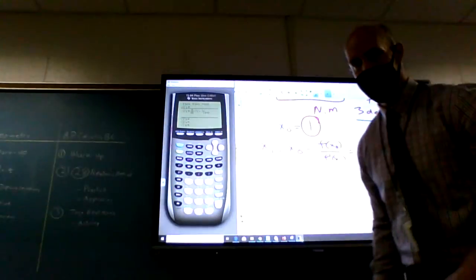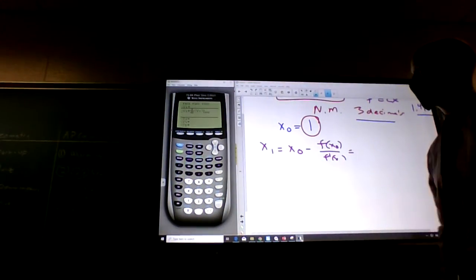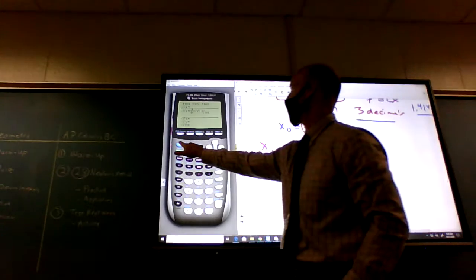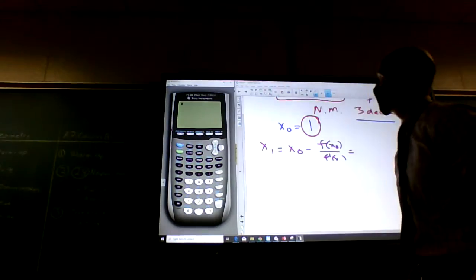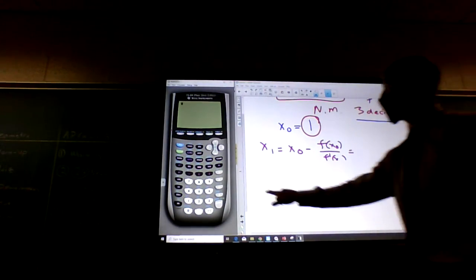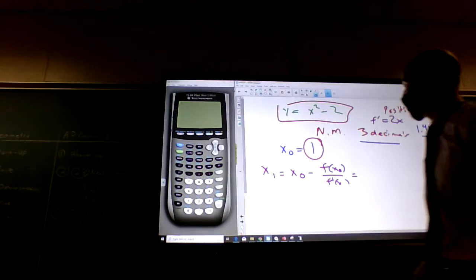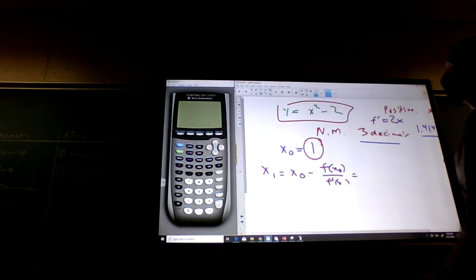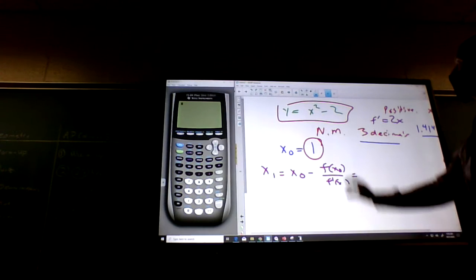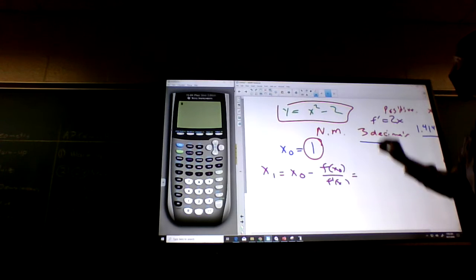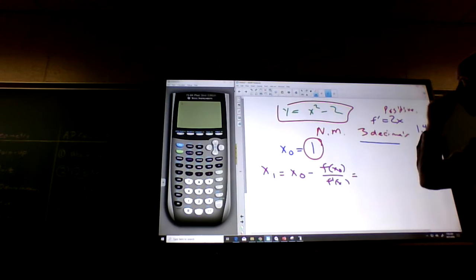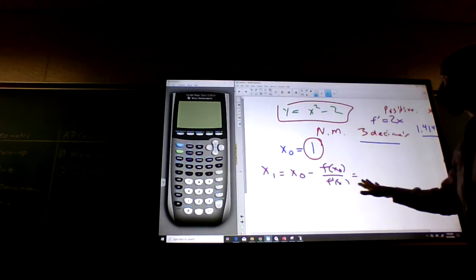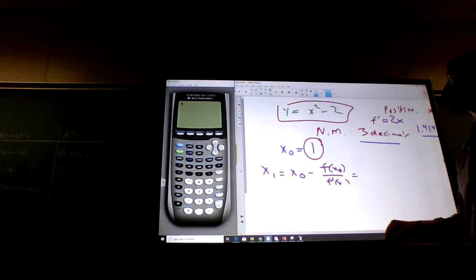All right, guys. Today I want to show you how to use the store feature on your graphing calculator to help you do some of these problems a little bit more efficiently. We were looking at using something called Newton's method to approximate the zeros of this function, which we're only going to approximate the positive value, which turns out to be the square root of 2. And we're going to use this formula here. We know that our initial guess is 1.